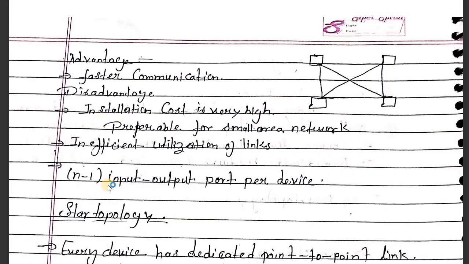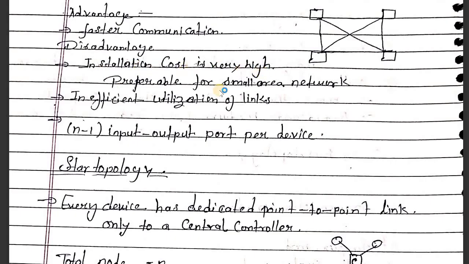But there are also disadvantages. The installation cost is very high, because there are more connections. If we have to make a connection with each node, there is a cable for each, so there is a need for more cables, and cables are costly. That's why installation cost is very high.